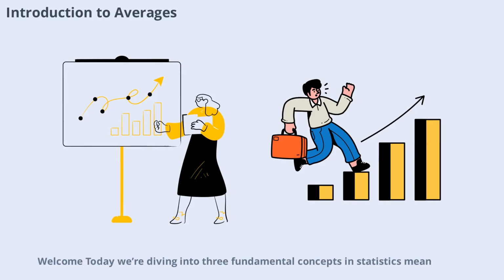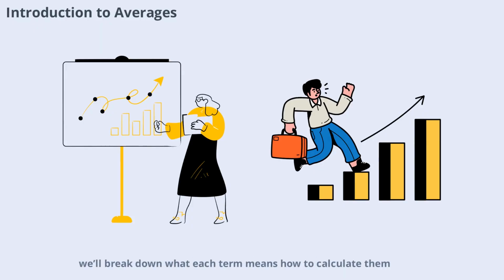Welcome. Today we're diving into three fundamental concepts in statistics: mean, median, and mode. These are all measures of central tendency, which help us summarize and understand large sets of data by identifying a central point. Whether you're analyzing exam scores, sales numbers, or survey results, knowing how to use these concepts is essential. In this video, we'll break down what each term means, how to calculate them, and when to use each one.